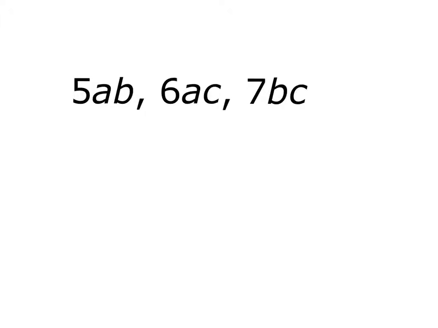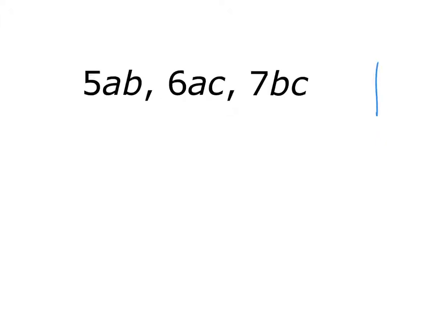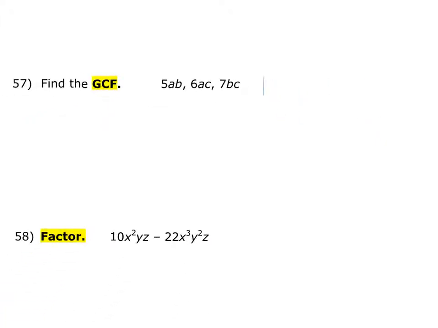None of them have all A, because only the first two have A. And none of them have a B or a C. So 1 is the only GCF. What if it was some?